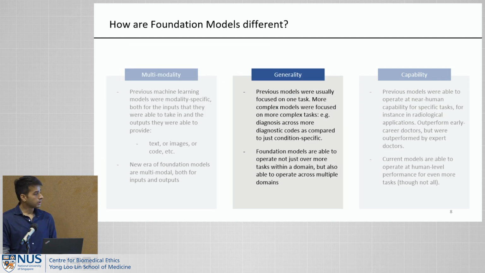They're much more general than the models that came before. Previous models were usually focused on one task. More complex models were focused on more complex tasks, but usually similar ones. So you're doing, for instance, diagnosis around 50 or 100 diagnostic codes instead of something where you're just measuring the presence of one disease. But foundation models now are able to operate not just over more tasks within a domain, but also across multiple domains.